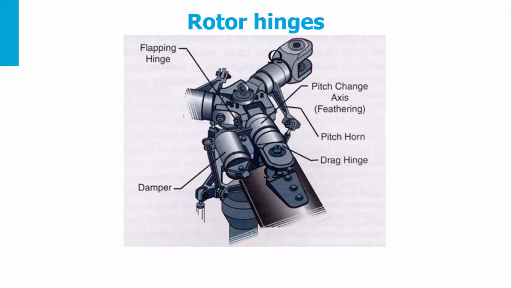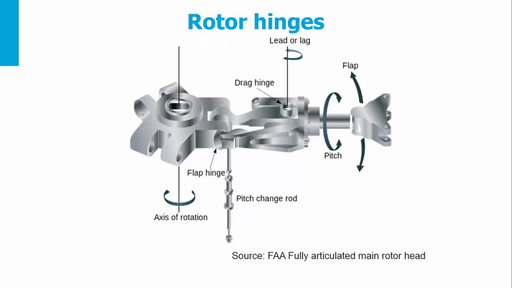The pitch hinge, which allows the blades to create more lift. The flap hinge, which allows the blade to move up and down. And the drag hinge or the lead lag hinge, which allows the blade to move forth and back in the rotor plane. Let's see every hinge.